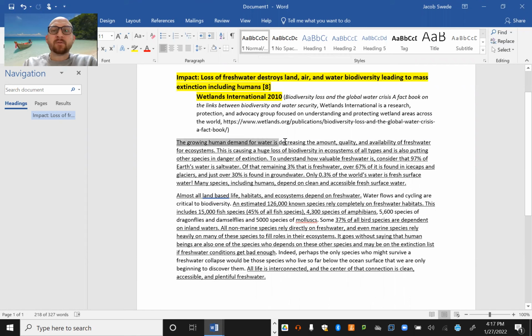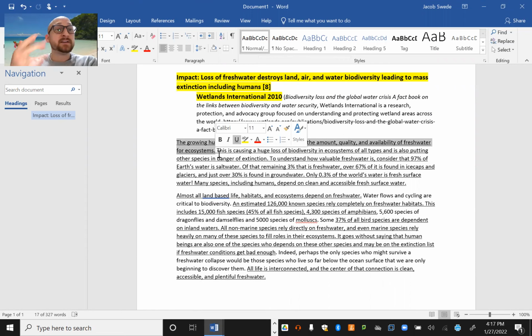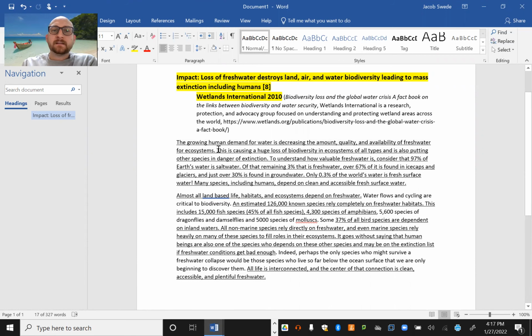The growing human demand for water is decreasing the amount, quality, and availability of fresh water in our ecosystems. That's okay, but the uniqueness already says that, right? So we don't need to reread this if we've already read a piece of uniqueness. So we don't need to worry about this too much. Next sentence says, this is causing huge loss of biodiversity in ecosystems of all types and is also putting other species in danger of extinction. Again, the uniqueness already sort of says this, so we probably don't need to highlight this, but we might want to if we come back and decide it's important.